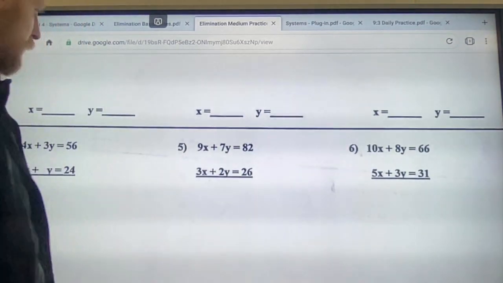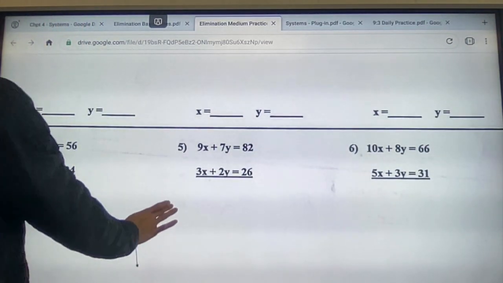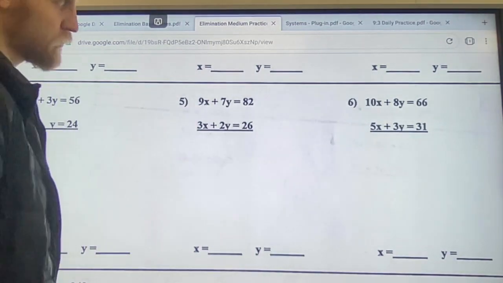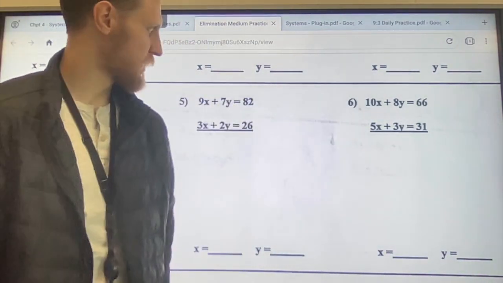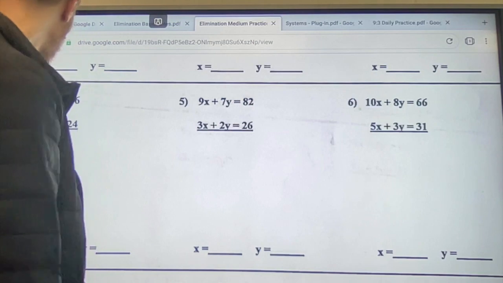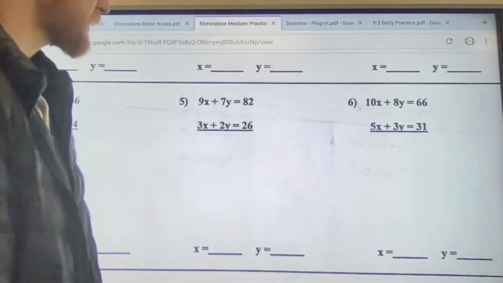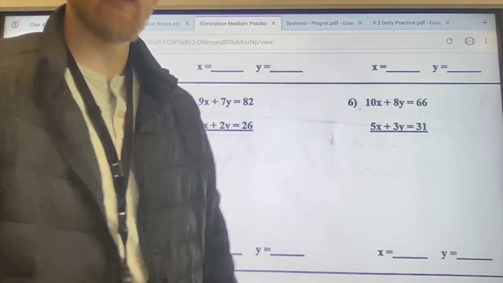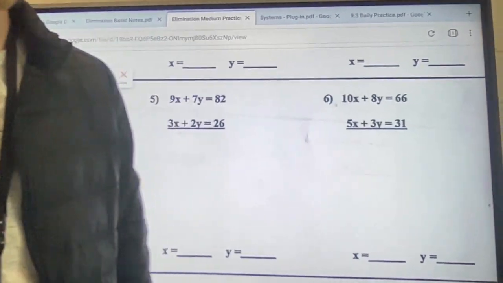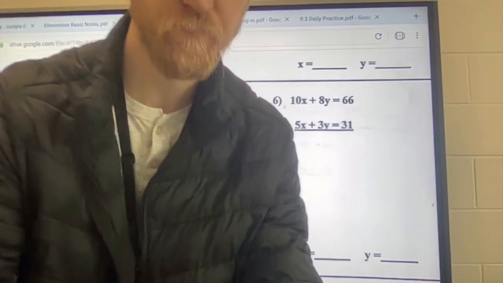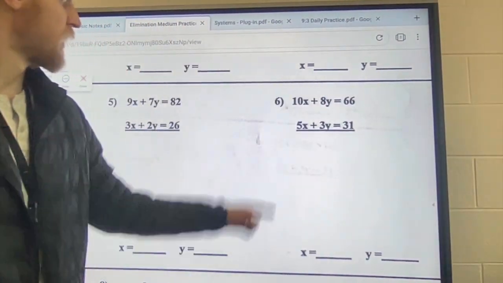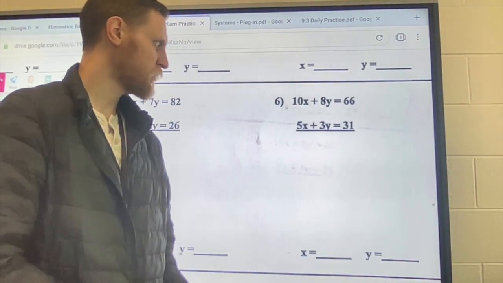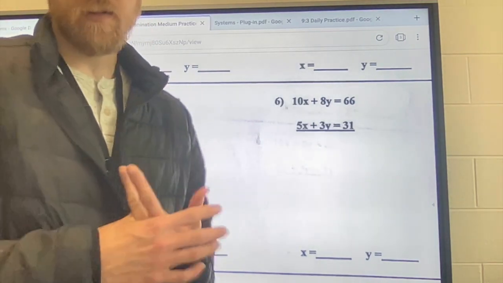Let's look at one more. Number 6. Let's do number 6. That seems cool. So if I'm looking at number 6, it does something kind of interesting. Can you see it? Okay. Number 6: 10x plus 8y equals 66 over 5x plus 3y equals 31.